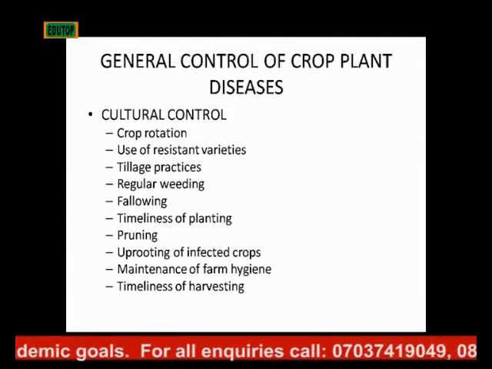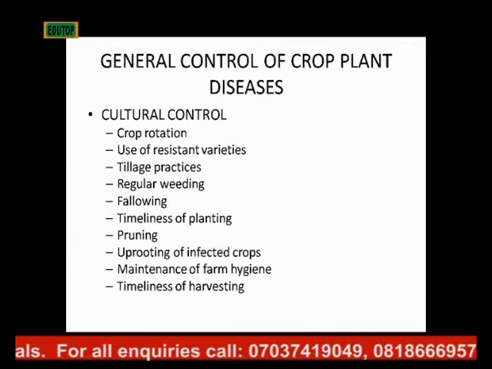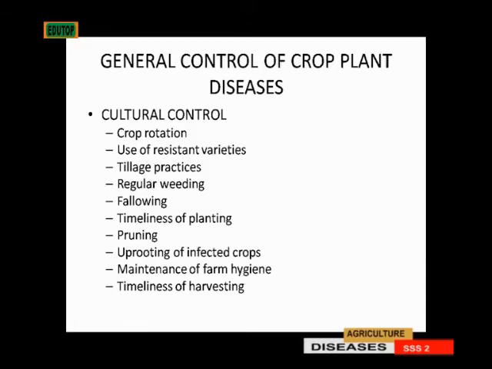strategies and habits, like crop rotation, you use resistant varieties, you do tillage, regular weeding, you do fallowing, then timeliness in planting, you prune the plants, you uproot infected crops, you maintain fine farm hygiene, then you harvest on time. These are cultural control methods. Just put precautions in place.